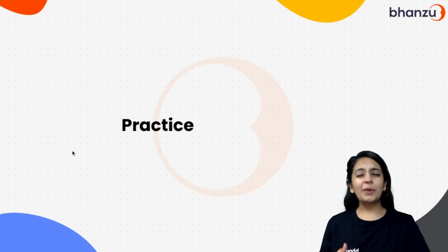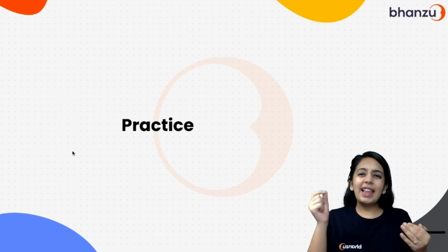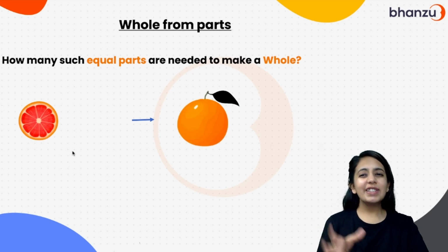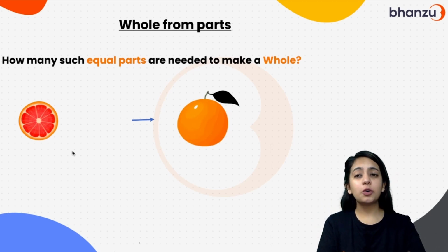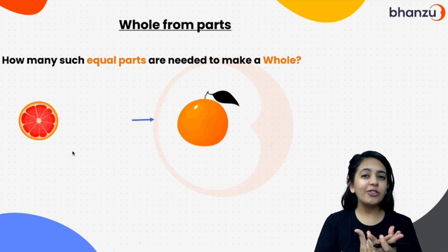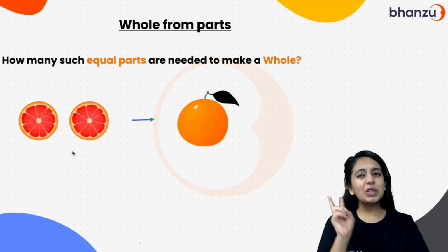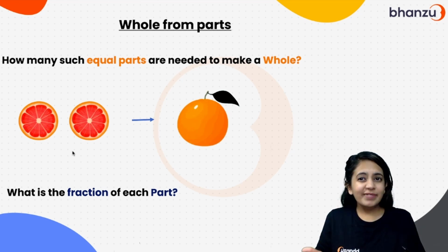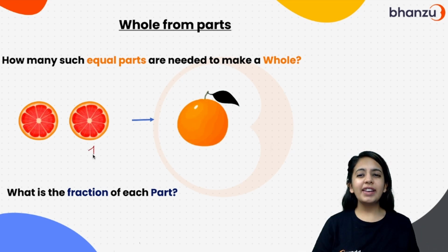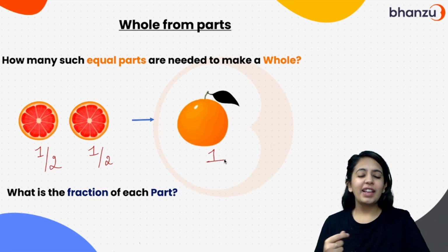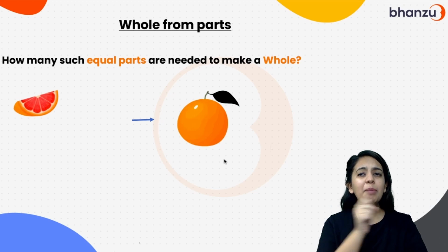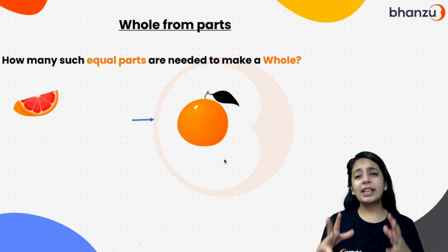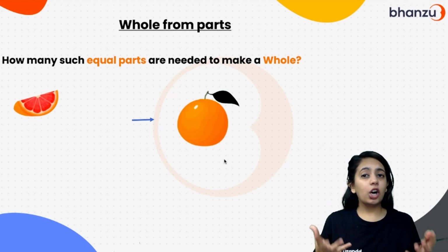Awesome. Now, since you know this topic very well, let's practice a few questions. So tell me, how many such parts are needed to make a complete whole of orange? Yes, 2 equal parts we need. And what is going to be the fraction of each part here? Yes, easy peasy, right? 1/2 is the fraction of each part here. And that gives us 1 whole when joined together. Now moving on to the next question. How about this part of orange? How many such equal parts are needed to make a whole?